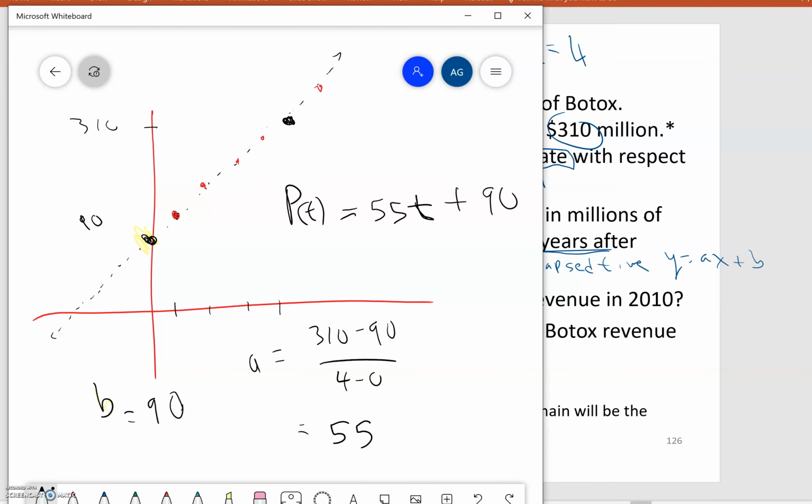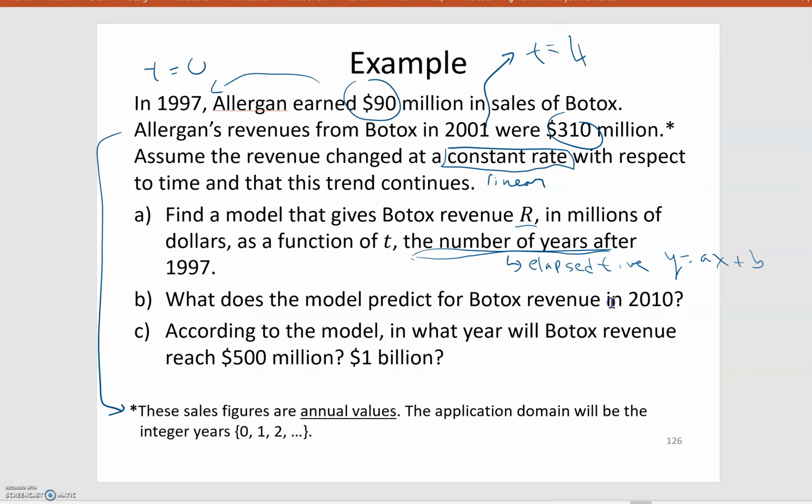Okay, so that's great, and with that in hand, we can now answer these questions. What does the model predict for Botox revenue in 2010? That's going to be our standard vars y vars question. So we'll input the elapsed time of 2010, which is, what is that, 13 years. And we can do that in just a moment. And then part C, according to the model, in what year will revenue reach $500 million and $1 billion? So again, that's somewhat standard. That's a type 2 question, so we would use calc-intersect for that.